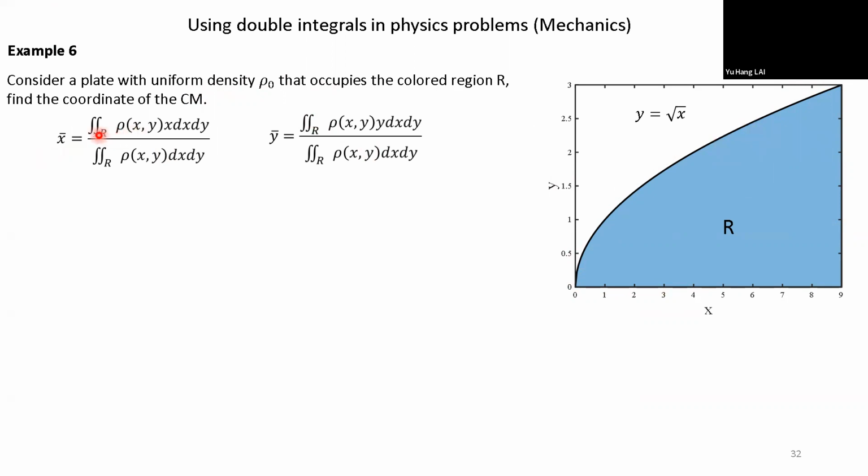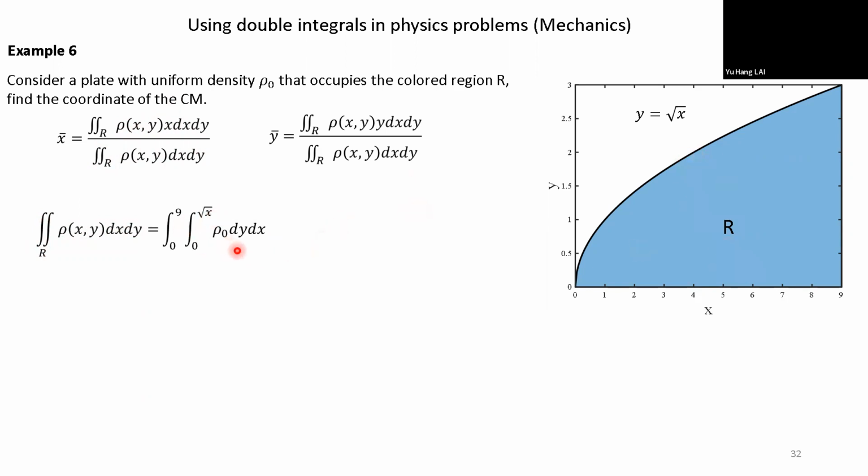So if I go ahead and use the formula I showed you in the last slide, this is what I need to do. Because rho is just a constant, it makes things easier. So now if I consider this, this is considering the denominator. Okay, so this is finding the total mass of this plate.